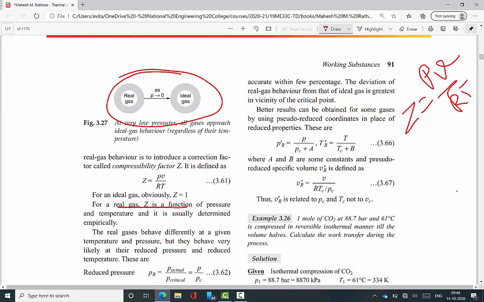Real gases behave differently at a given temperature and pressure, but they behave very similarly at their reduced pressure and reduced temperature. Real gas behavior depends on the temperature and pressure, but an ideal gas doesn't change with temperature and pressure, whereas a real gas behaves differently with temperature and pressure. What is reduced pressure?